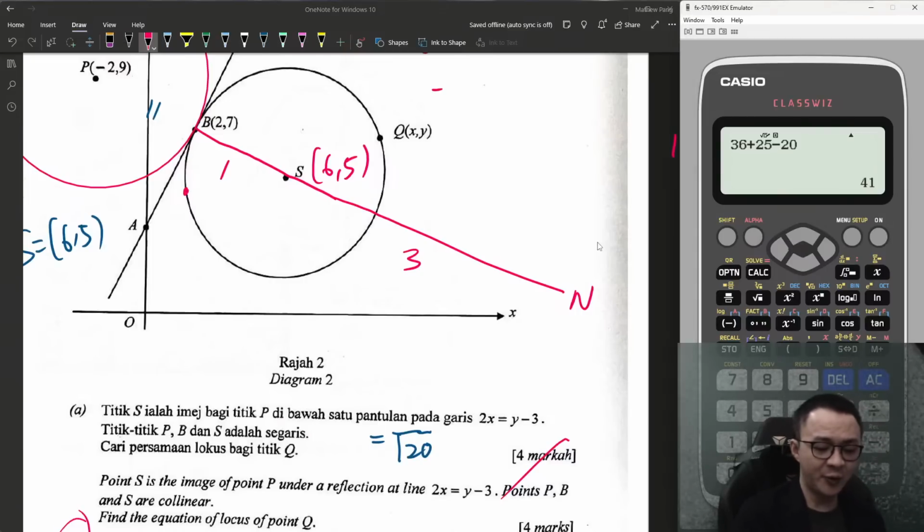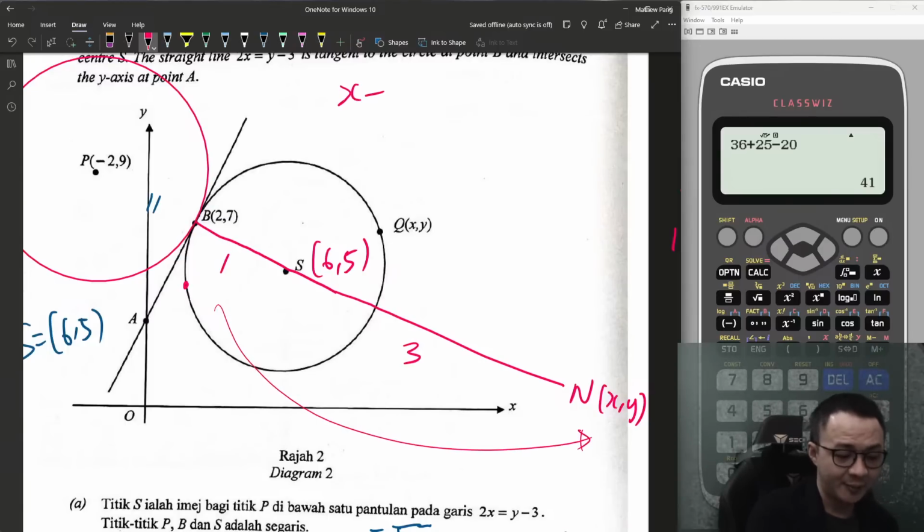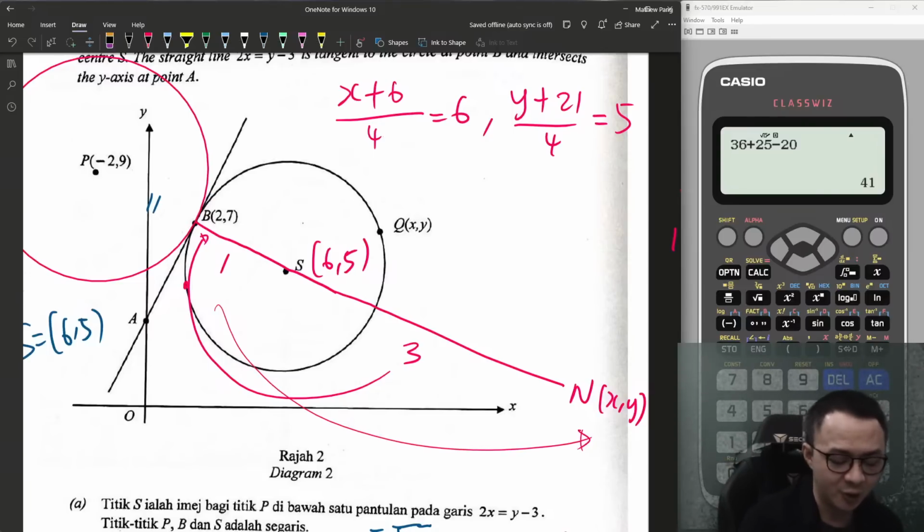Okay, so right now we want to find the coordinate N, (x, y). We definitely know we're using the ratio formula, right? So let's do it one by one. 1 multiply the further x, which is x, plus 3 multiply the further x, which is 3 times 2, 6, divided by the total ratio, 1 plus 3, 4, equals the middle x coordinate, 6. We do the same thing for y. 1 multiply y, plus 3 multiply 7, 21, divided by the total ratio, equals the middle y value, 5. By solving this, I should be able to get the coordinate N.